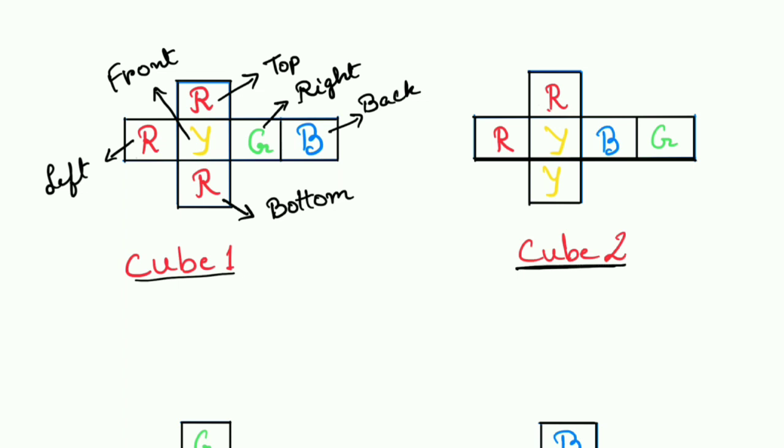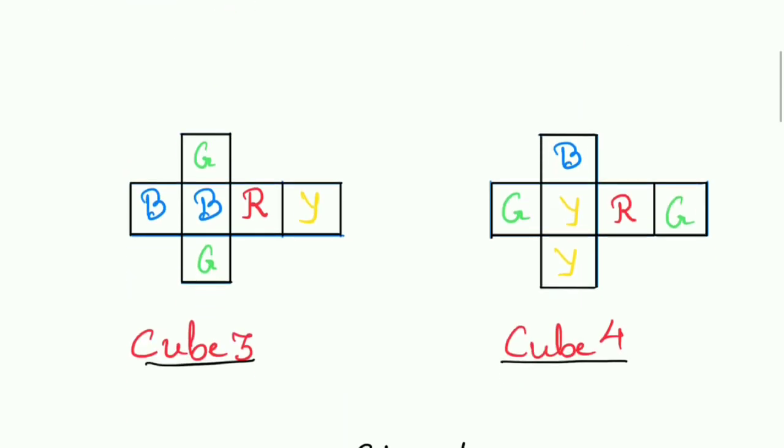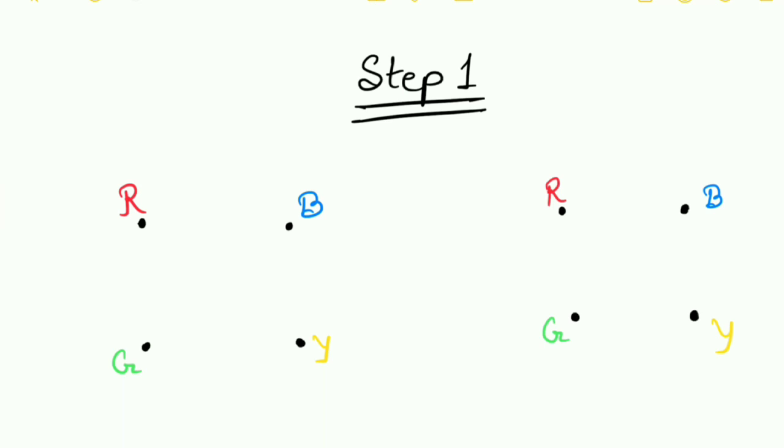Here see, cube 2. In cube 2, the red color is at the top and yellow color at the bottom, green color at the back of the cube, and then the yellow color at the front of the cube. Red color is to the left of the cube, and the B, that is the blue color, is right of the cube. So similarly for the other cubes, cube 3 and cube 4, all the color arrangements are done. Top, bottom, left, right, front, back.